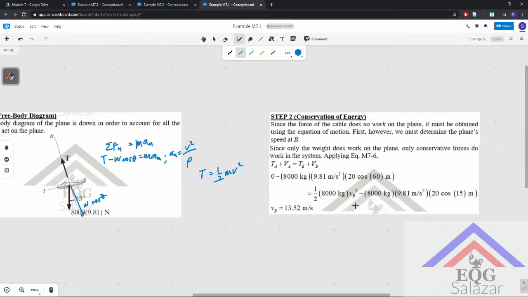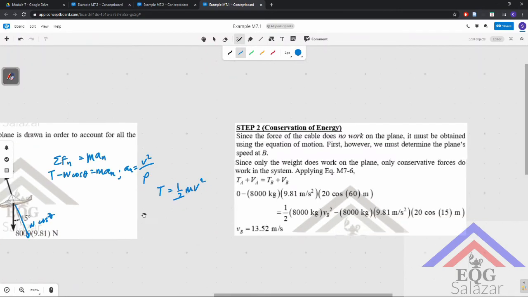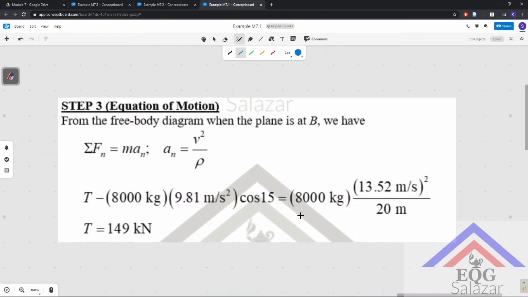We know this from the previous modules. And this is what we see here. So that's T minus 8,000 times 9.81 times cosine 15 is equal to 8,000 times 13.52 squared over 20. And you will find that T is equal to 149 kilonewtons.